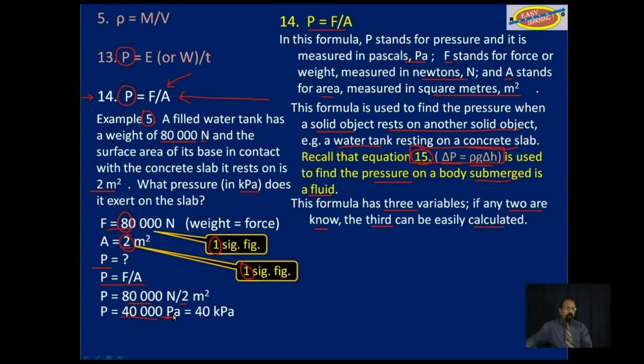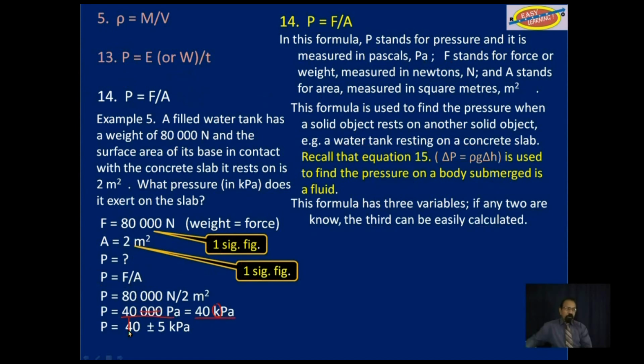40,000 pascals. But we want our answer in kilopascals. So we take out the 1000 and put in K, which is the same thing. 40 kPa is 40,000 pascals. So 40 kilopascals, but we're not yet finished.